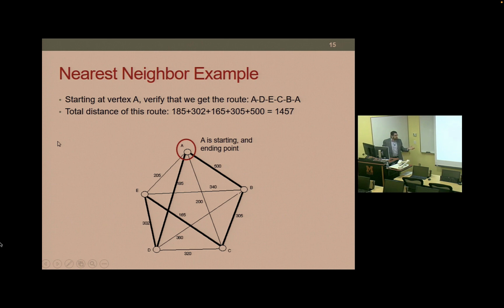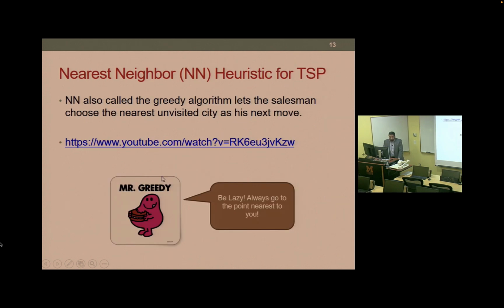So that's how we do nearest neighbor. Remember that you have to be greedy. You're going to be, which is like lazy in this case. You always jump to the point nearest to you, which is not yet visited. So you don't jump back to visited points, only an unvisited point.